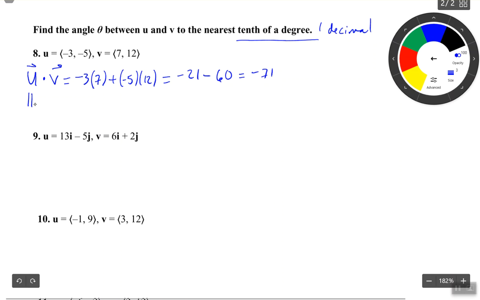The magnitude of u is equal to the square root of the delta x squared plus the delta y squared. That's going to end up being the square root of 9 plus 25. What's 9 plus 25? 34. So, it's the square root of 34, and we're not going anywhere with that, are we?